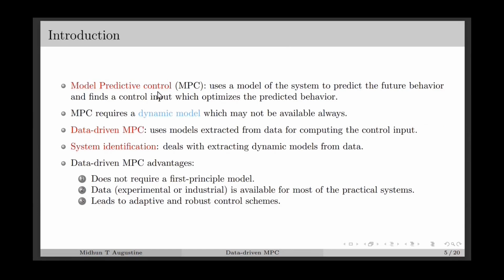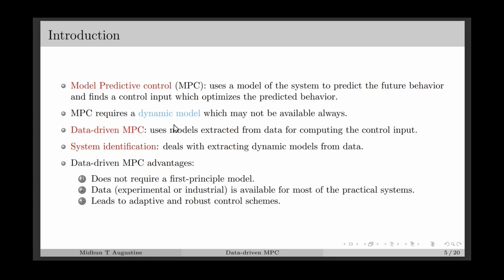Model predictive control, or MPC, uses a model of the system to predict the future behavior, and the control input is computed by optimizing the predicted behavior. In general, MPC uses a dynamic model of the system to predict the future behavior, and in conventional MPC, this model is assumed to be known, obtained from first principle equations. However, in practice, in the case of large and complex processes, first principle models may not be available and also may not be accurate in most cases.